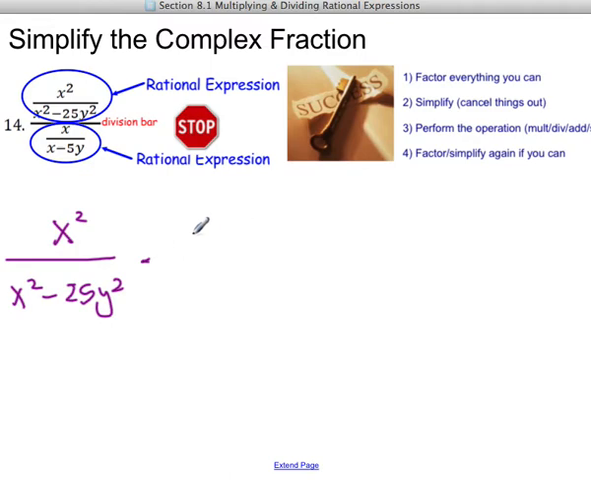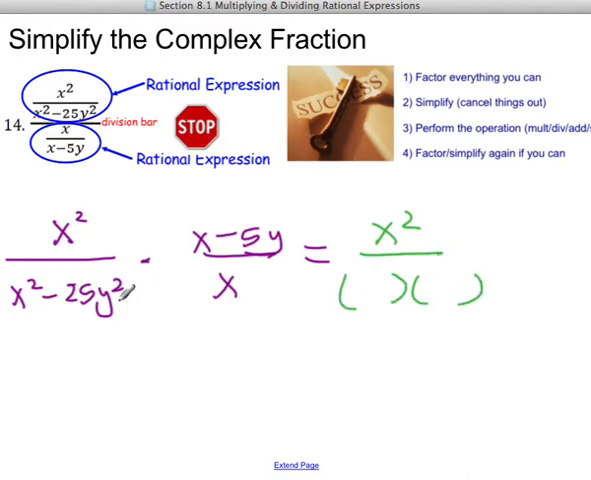It's going to be multiplied by x minus 5y all over x. Okay, so I look at my left-hand fraction numerator, and it's just going to be x squared. Now this bottom piece, you have to be very careful with this. This will come up more often now that I'm going to show you an example, so make sure you're paying attention.